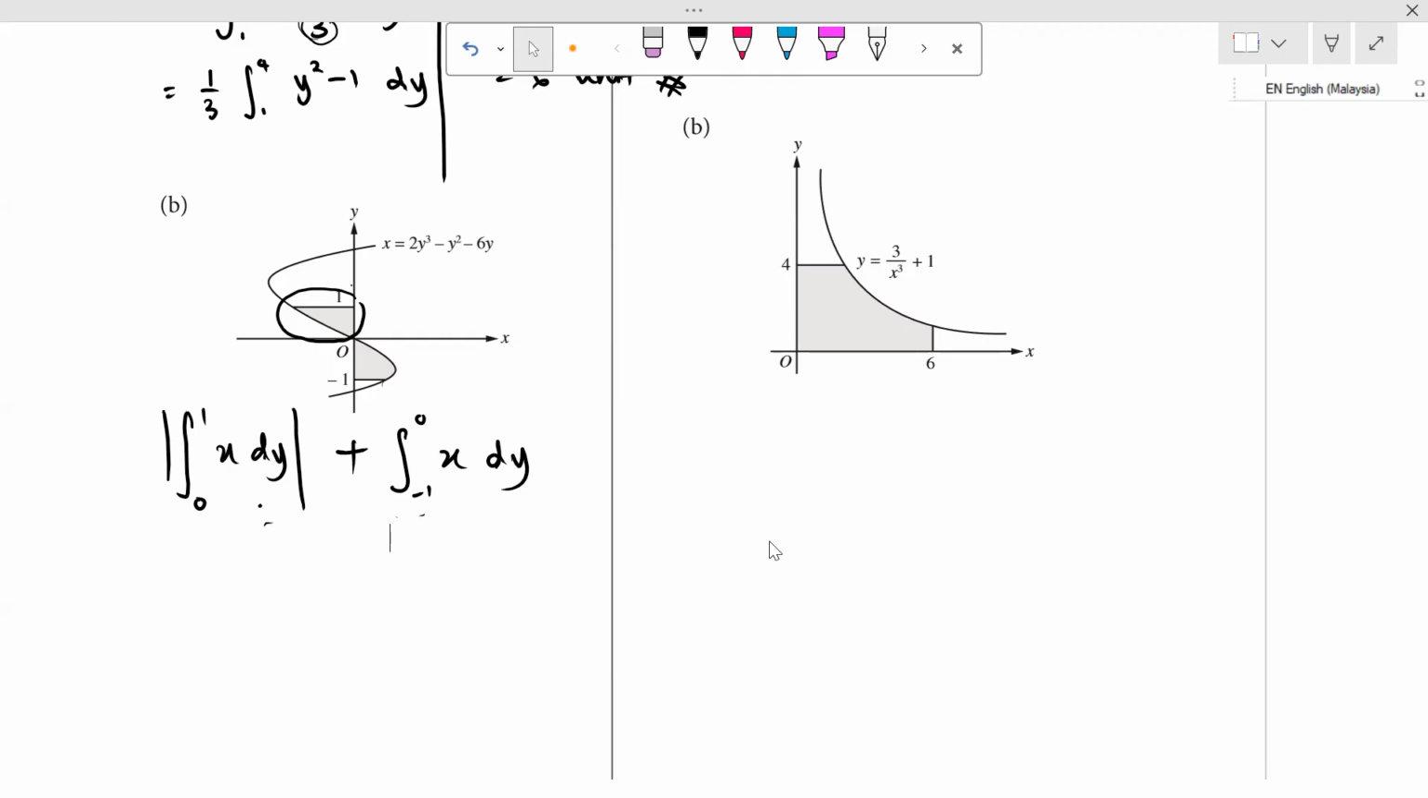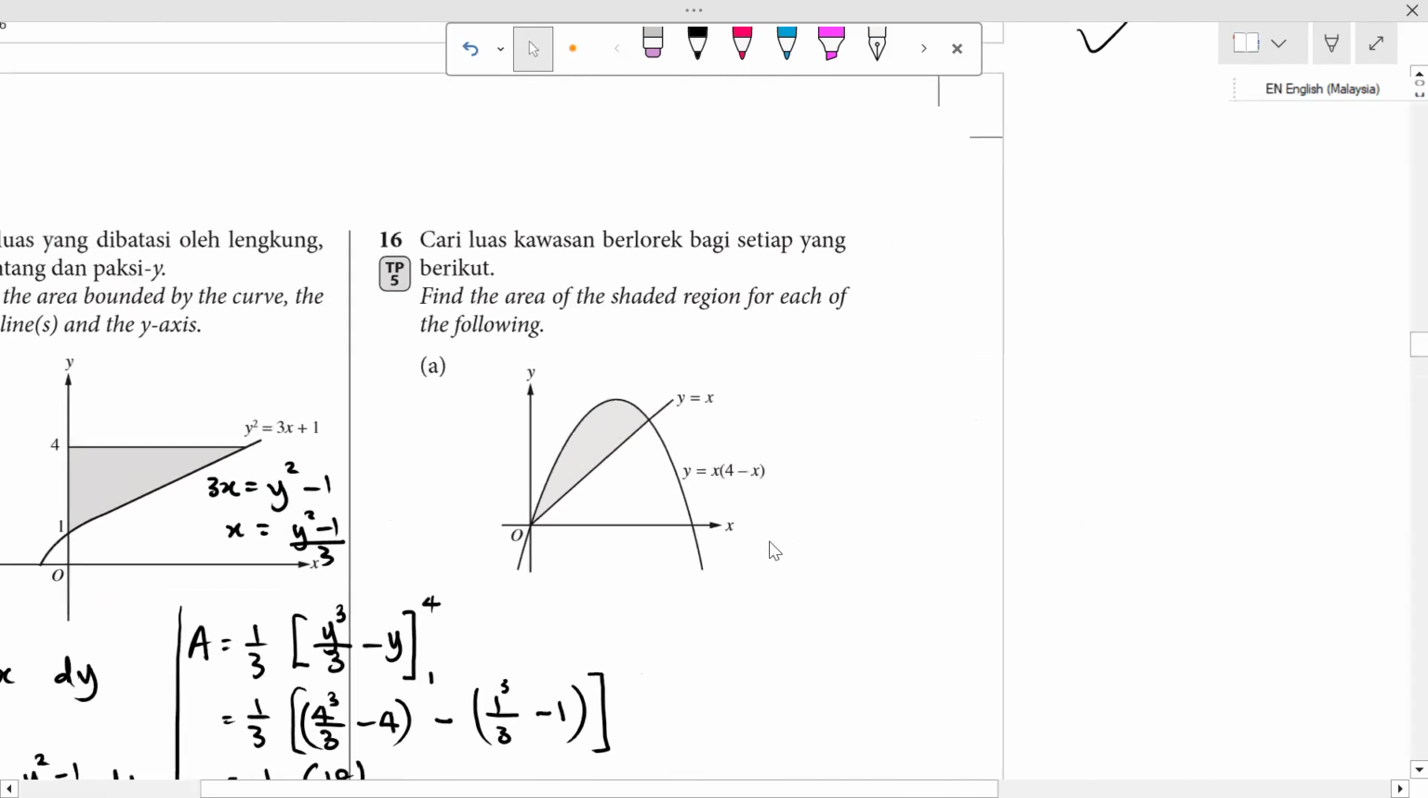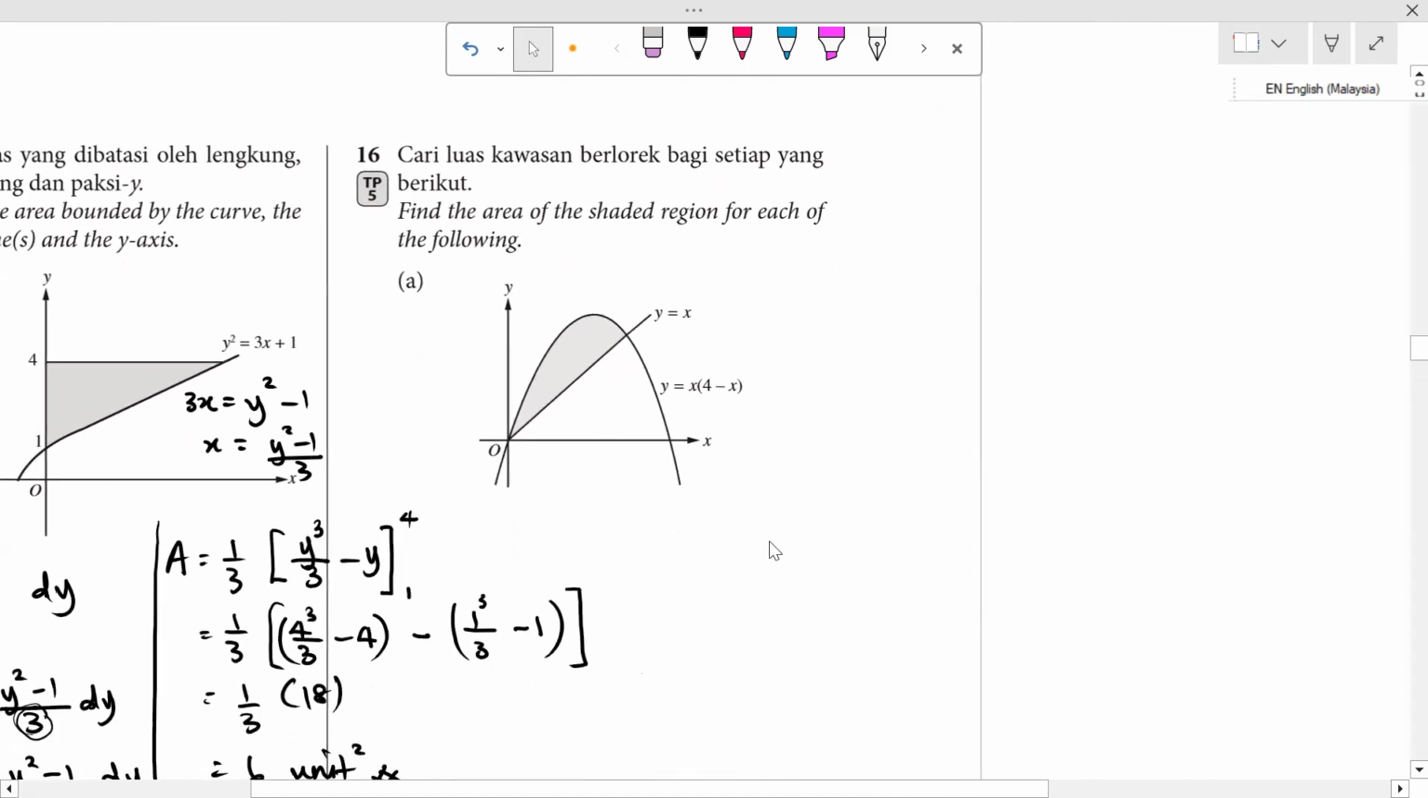Okay, let us move on. Now, number 16, it's more than one graph. So I have a curve and a straight line, and I want to find the shaded region. Now for this one, if this is the curve and I go straight down to the x-axis, I should have the white color part inclusive. But I don't want the white color part. Isn't the white color part the triangle? So I have to minus it.